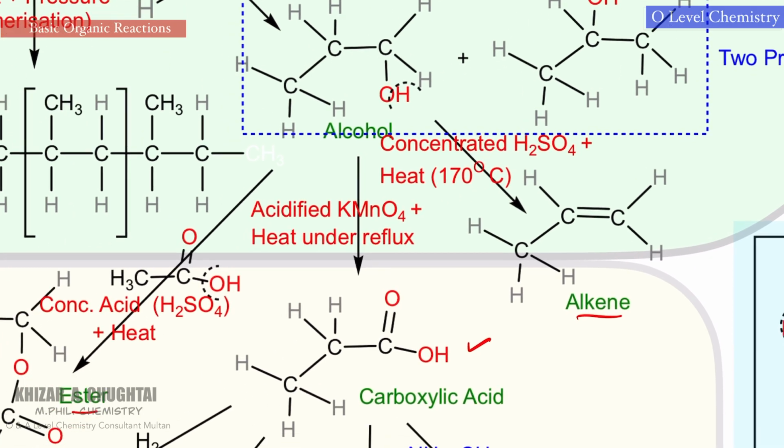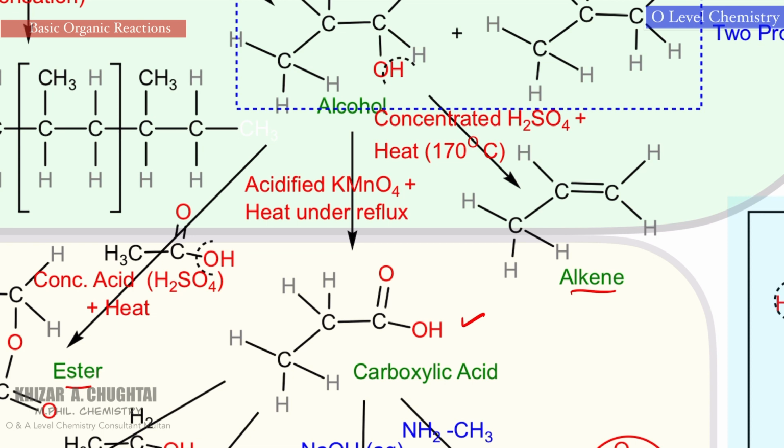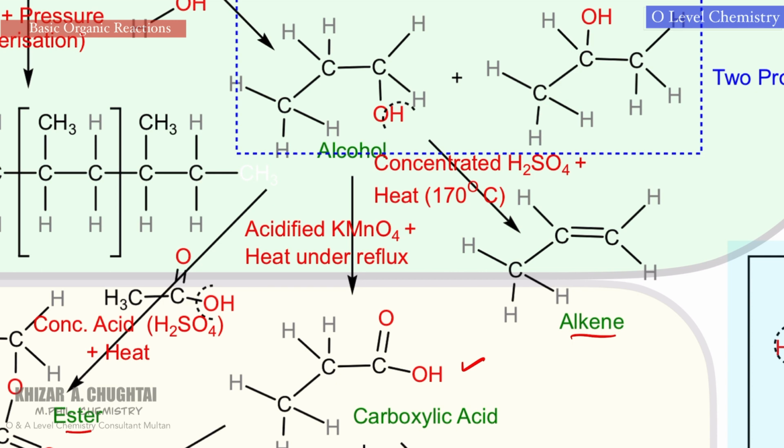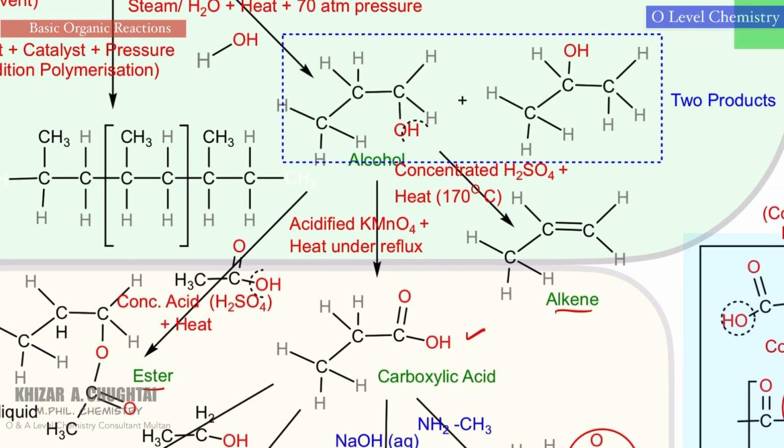The second one is acidified KMnO4, heat under reflux. That is the typical conditions. This KMnO4 is the reagent, in conditions that are acidified and heat under reflux. So if it is a primary alcohol, it will convert into the carboxylic acid. Simply speaking, as far as your level is concerned, alcohols can be converted into the carboxylic acid by applying these conditions, heat under reflux and acidified solution of KMnO4, and this KMnO4 is an oxidizing agent. This reaction is said to be an oxidation reaction.